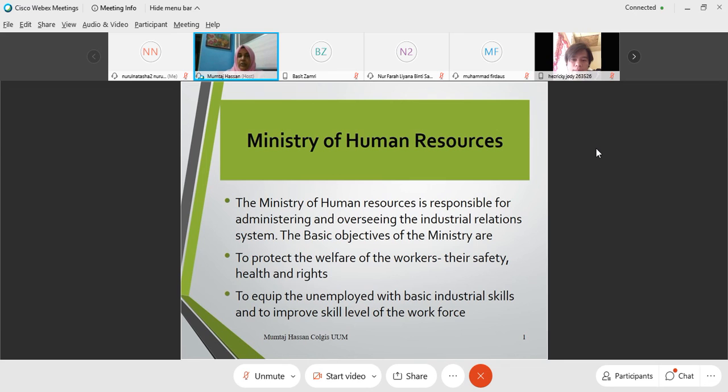The basic objective of the ministry is to protect the welfare of workers, their safety, and also the rights of the employees or workers in Malaysia. This will be done through legislation, and to equip the unemployed with basic industrial skills and to improve the skill level of the workforce. So if there are unemployed or retrenched employees, this ministry is responsible also.